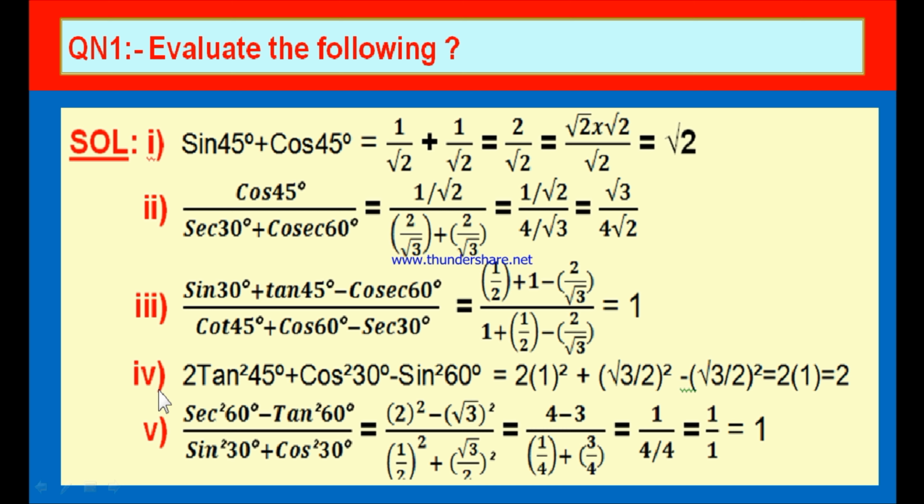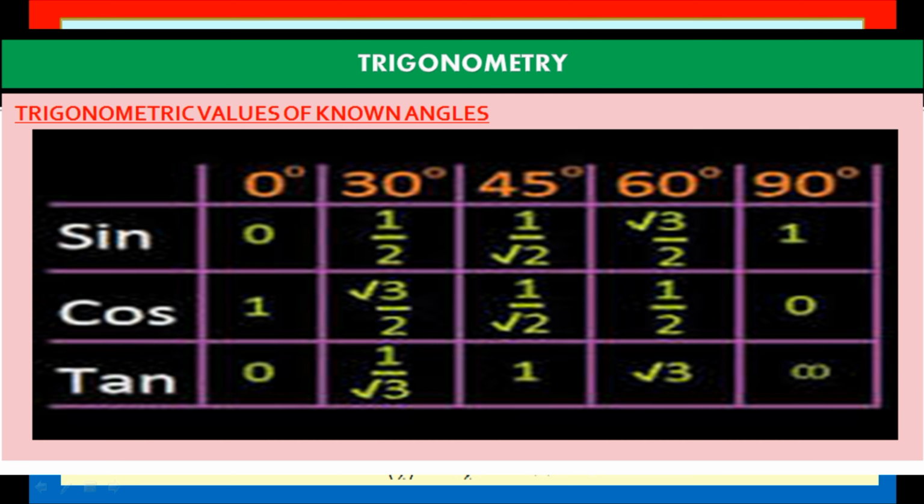Now look at the fourth bit. 2 tan square 45 degrees plus cos square 30 degrees minus sin square 60 degrees. Now in order to find this value, we have to find the value of tan 45 degrees, the value of cos 30 degrees and the value of sine 60 degrees from the table. You observe this table. From this, you verify what is tan 45 degrees value.